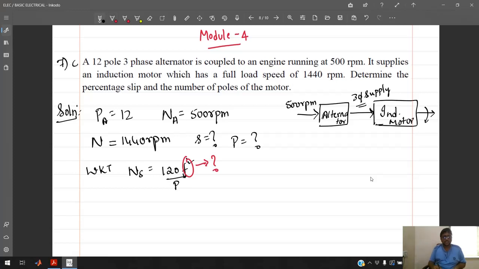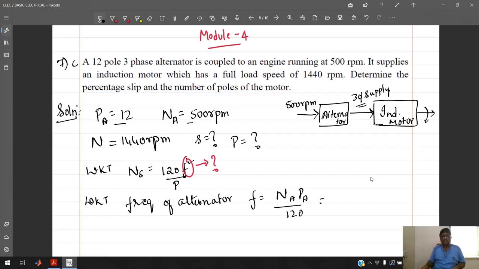For that, we have an alternator which is running at N and P. We also know that the frequency of the alternator, f, is equal to N P divided by 120, where N is the speed of the alternator and P is the number of poles in the alternator. So N is nothing but 500 rpm, which is given. Number of poles is 12, divided by 120, so you are going to get 50 hertz, which means that the output AC, the three-phase supply, has a frequency of 50 hertz.